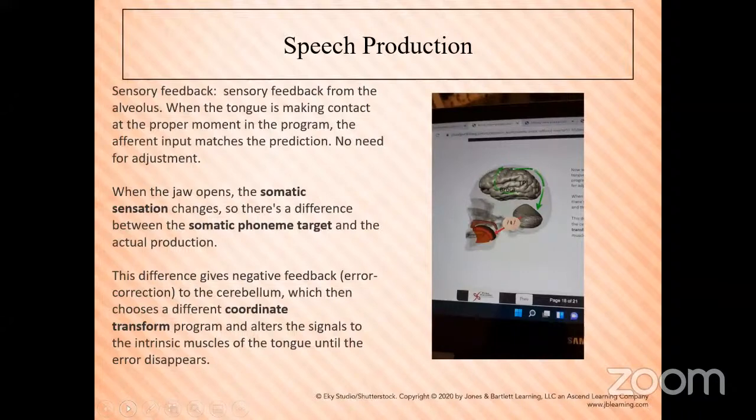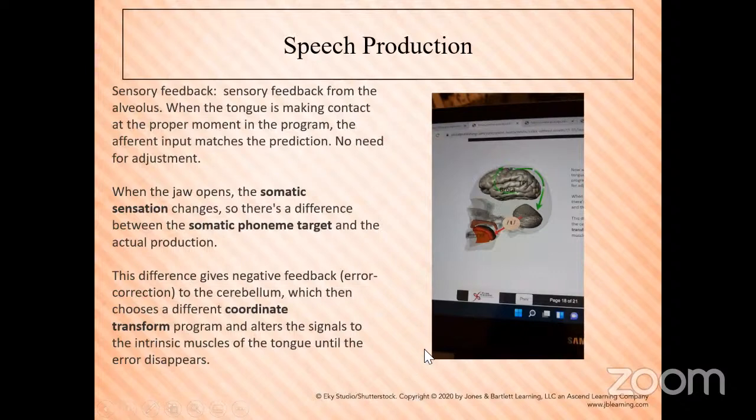When the tongue is making contact at the proper moment in the program, the afferent input matches the prediction. There is no need for adjustment at this point. When the jaw opens, the somatic sensation changes. So there is a difference between the somatic phoneme target and the actual production. This difference gives negative feedback, error correction to the cerebellum, which then chooses a different coordinate transform program and alters the signals to the intrinsic muscles of the tongue until the error disappears.